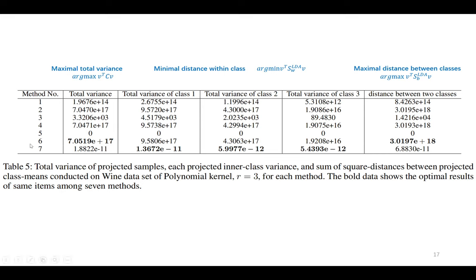Our proposed method number 6 performs best in total variance and distance between two classes, and number 7 performs best in the item of total variance of each class. So it indicates our proposed method performs better than KPCA and JDA in all of our items, which shows our advantages.